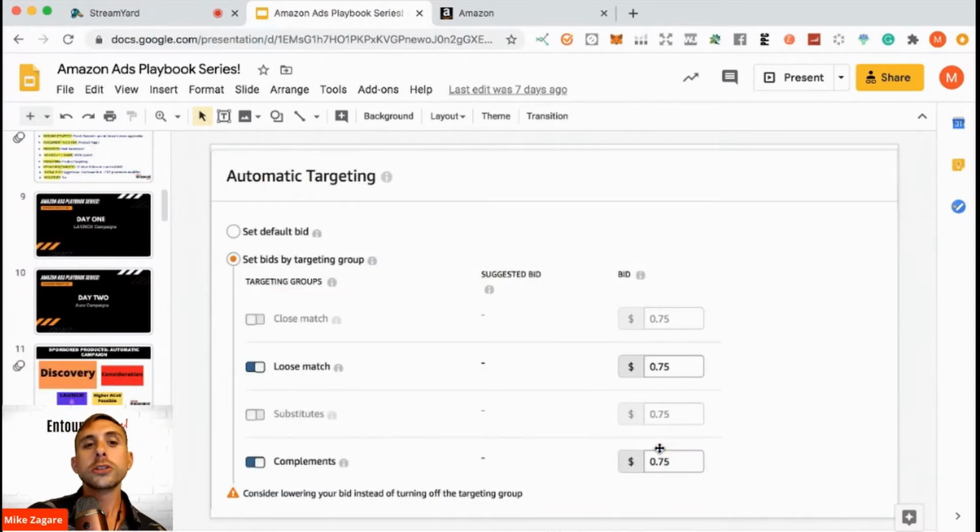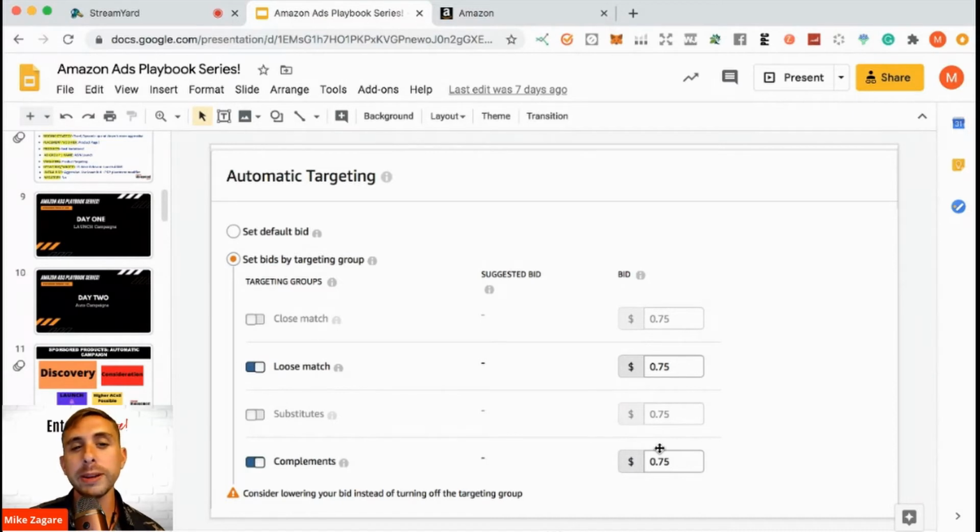Okay, guys? So for those of you who are new to automatic campaigns, when you set up a campaign back in 2019, it used to be that you just had the default setting and that encompassed all of these different targeting groups. And that was the only thing that you could do. Now you can break it down by targeting groups. So the campaigns that we're setting up now are going to be broken down by these different targeting groups.